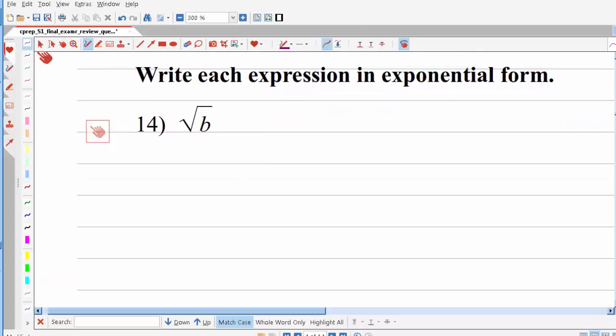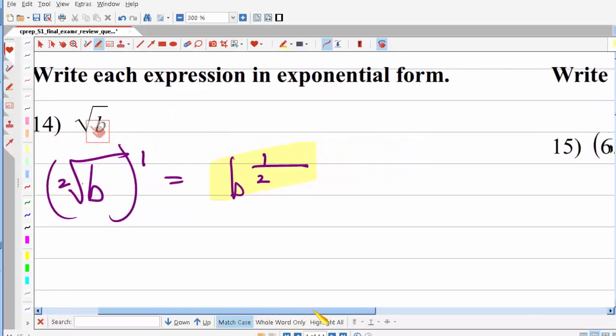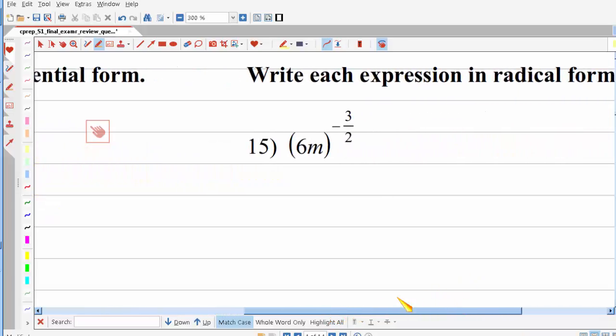14, write in exponential form. Okay, so the way you do that is, the exponent here, because four is outside the parentheses, becomes the numerator, and the index of the radical becomes the denominator. So I'd have b to the 1/2. As I think I've told you over and over again, the square root is the same thing as raising something to the 1/2 power.